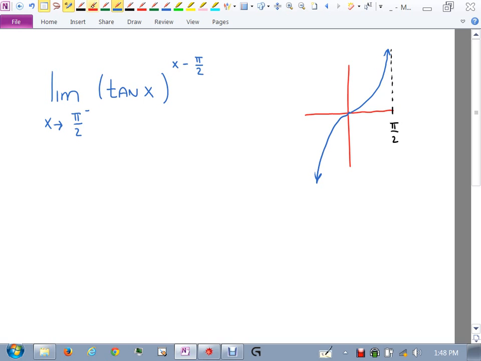So I can tell you right now that I have this form right here that goes to infinity. And then the exponent, x is approaching pi over 2, and pi over 2 minus pi over 2 is 0. So I have infinity to the 0, right? The base is trying to become infinite. The exponent is saying, I want to be 0, which wants to turn the base into a 1. So who wins? This is an indeterminate form.